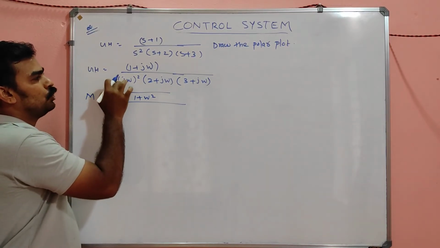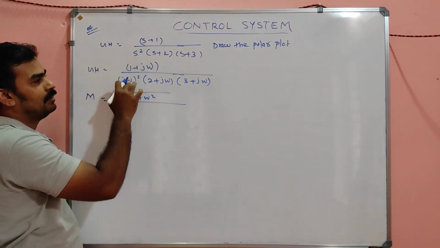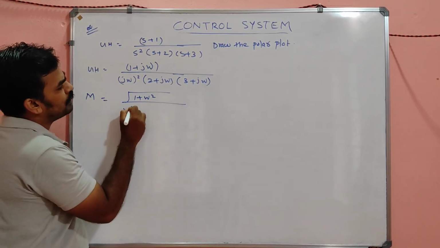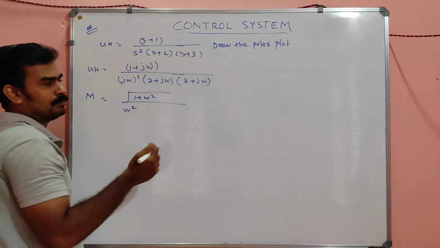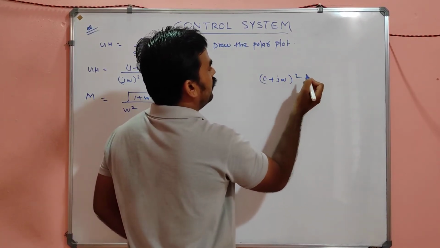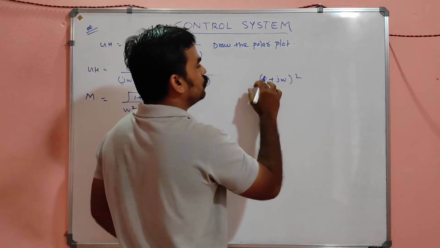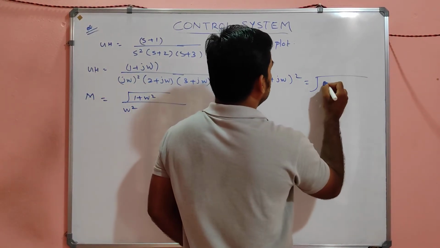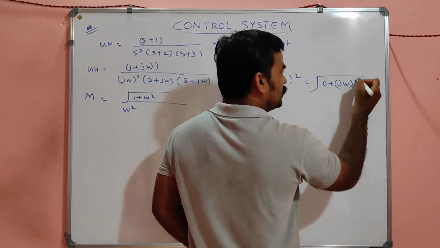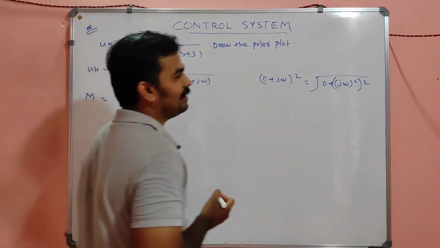What is the magnitude of (0 plus j omega) the whole square? What will be the magnitude again? It will be simply omega square, my dear. Omega square, you check it. The magnitude is the root of (0 plus j omega) square again. Correct, na?